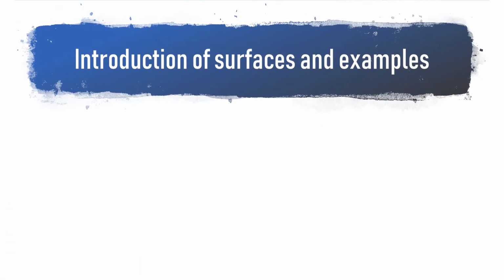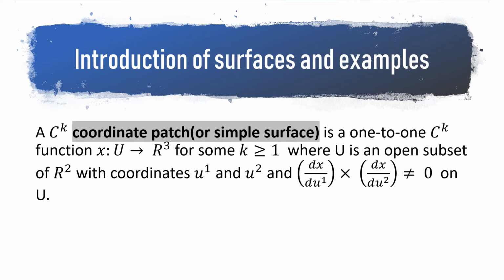We will introduce the surface. And what's a surface? Here's the definition of a surface. A C^k coordinate patch or simple surface is a one-to-one C^k function x defined from U to R^3 for some k greater than or equal to 1, where U is an open subset of R^2 with coordinates u1 and u2. And you can find a coordinate patch by dx/du1 cross multiplied with dx/du2, and that's not going to be equal to 0 on U. dx/du1 represents the partial derivative by u1.